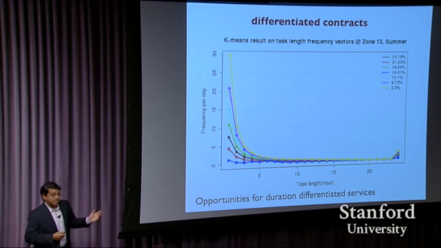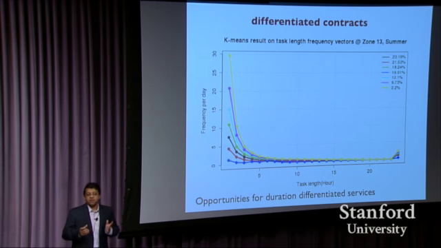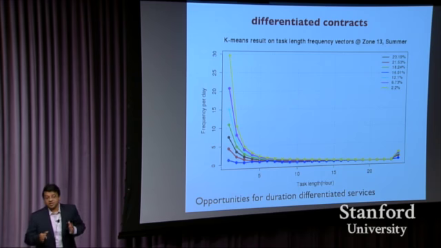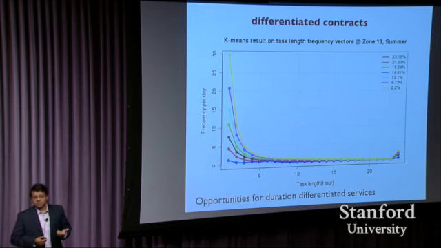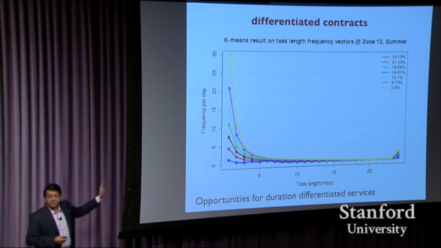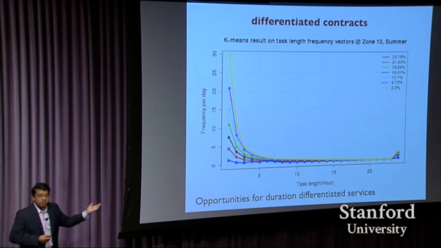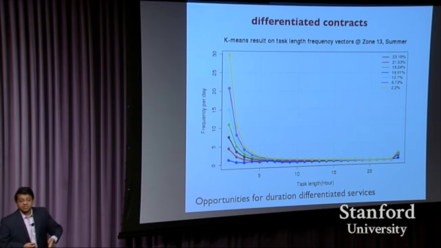So this was very exciting because there is this whole area of what's called duration differentiated services. It's a new area that has emerged on how to price electricity based on the duration of how much you consume. And this indicates there is support from the data to do that. And what we are investigating now is how to make these models a little bit more sophisticated to actually design the contracts around the data itself.